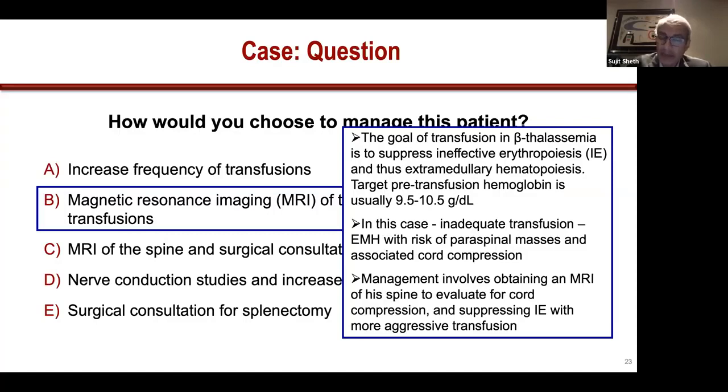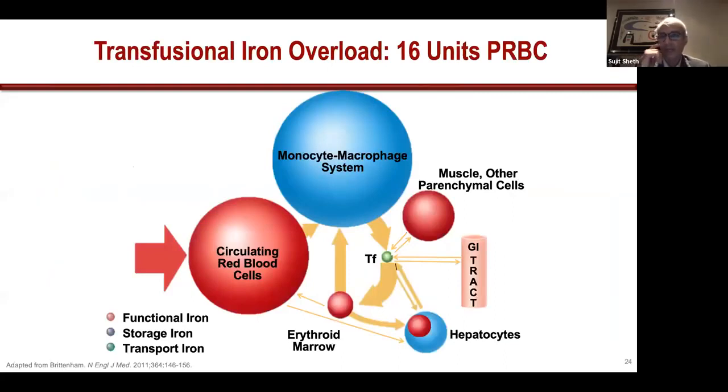A splenectomy may have to be considered, since if the spleen is very enlarged and increasing the transfusions does not help that much because the spleen is chewing up the red blood cells more rapidly. So it's possible that a splenectomy may be necessary as well, but I would start with the MRI and increasing the frequency of transfusions. So let's move on to talk about iron overload now.